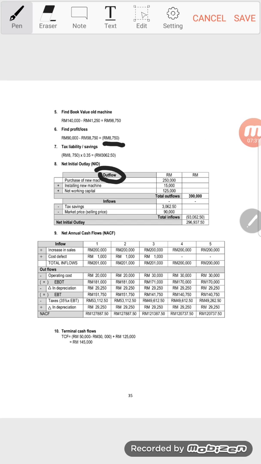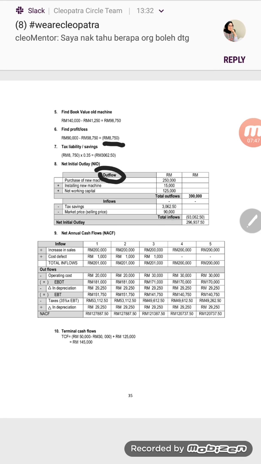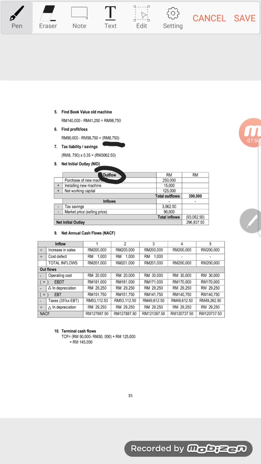Is there any item left to be put under outflow? No. Okay, because there is no tax liability. We have tax saving, so tax saving we put under inflows. Tax saving just now we have 3,062 ringgit 50 cent. Okay, so we put it under inflows.